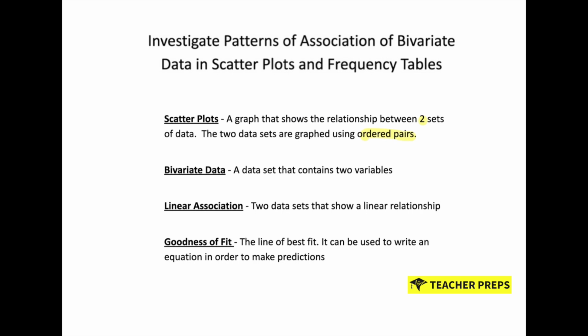We also need to know what bivariate data means. Bivariate data has two variables. When we graph bivariate data, we can see if we have linear association. This is if they show a linear relationship. And then finally, we can use something called goodness of fit. This is really the line of best fit. It can be used to write an equation in order to make predictions.